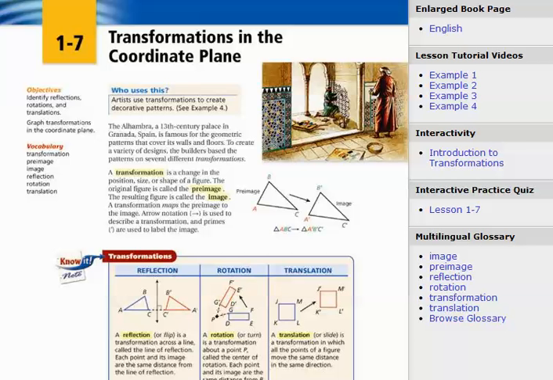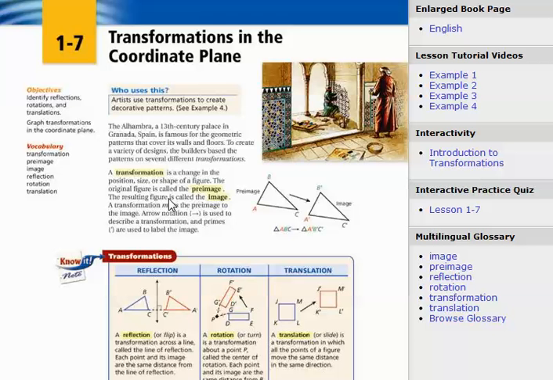In week 3, we're going to take a look at section 7, transformations in the coordinate plane. A lot of times when we talk about transformations, what we're really looking at is moving something or changing the shape of something. As it says here, a transformation is a change in the position, size, or shape of a figure.